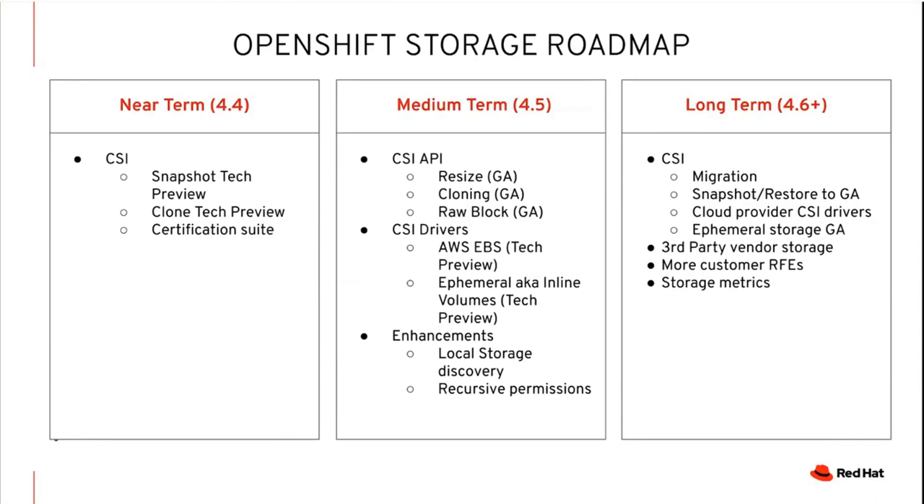CSI, really, to be honest. There's a few things that 1.18 has moved into GA, so we'll pick those up: resize, cloning, and raw block. We start our own work now on the CSI drivers, so the AWS EBS driver, we'll have a tech preview of that, and we're going to do ephemeral or inline volumes as a tech preview as well.